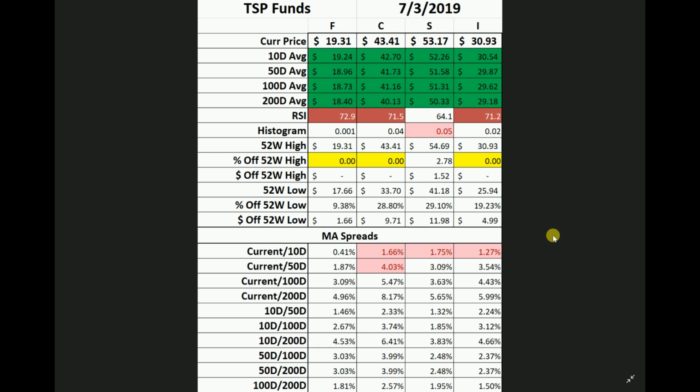All right, so next I'm going to cover this next section down here called the moving average spreads. Basically, it's a comparison by percentage of what's going on between the current price and each of those averages, and then each of those averages relative to each other as well. Now, obviously, the shorter the average is, the more rapidly moving it is. So the more likely it is to be high above the slower one on an uptrend, or below the slower moving average on a downtrend.